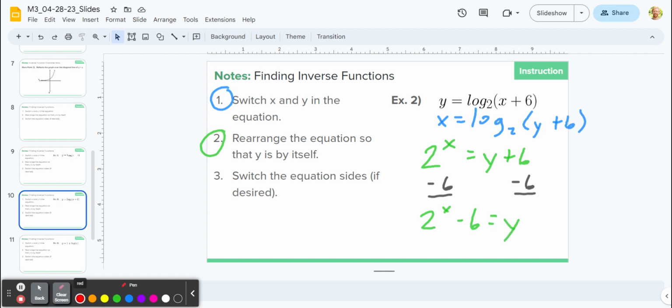And finally, if you want to, which I always like, I'm going to rewrite this so that my y is on the left-hand side and it looks nice and clean. So y equals 2 to the power of x minus 6.